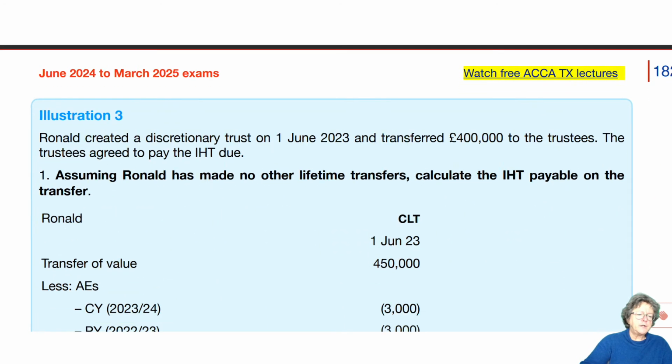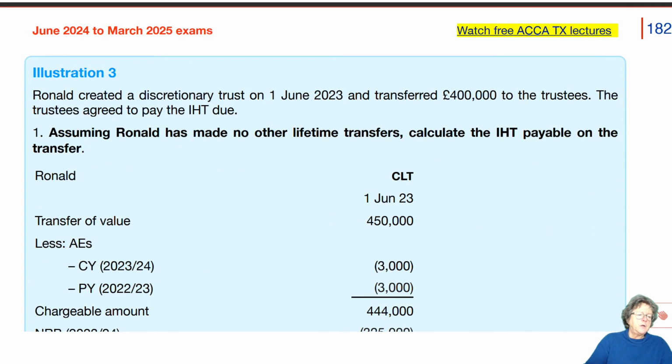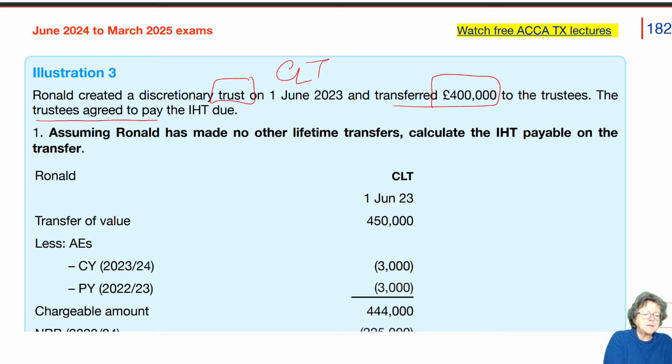So let's have a look at an illustration of how all this is going to work. Ronald created a discretionary trust on the 1st of June 2023 and transferred £400,000 to the trustees who agreed to pay the tax. This is a standard kind of question. So it's a trust, therefore we know it's a CLT. That's the transfer of value. Now if the trustees are paying the tax, that's 20%.